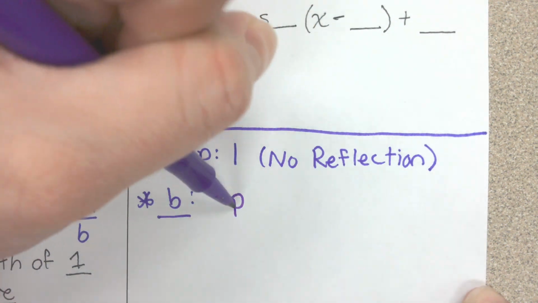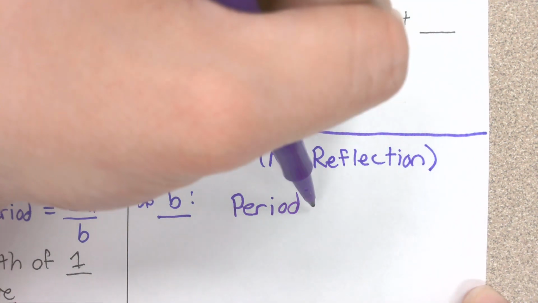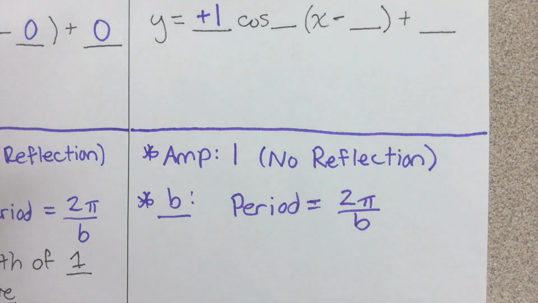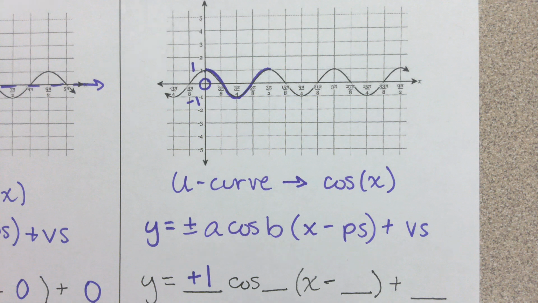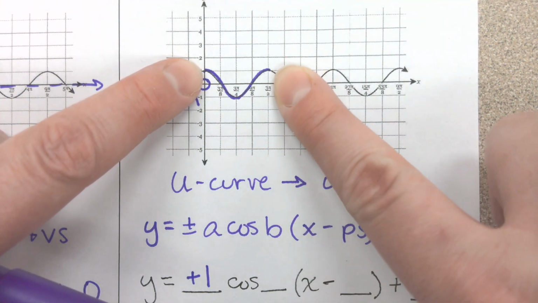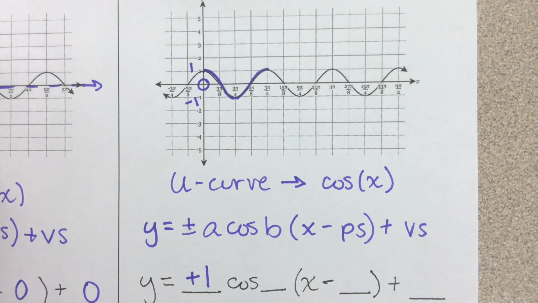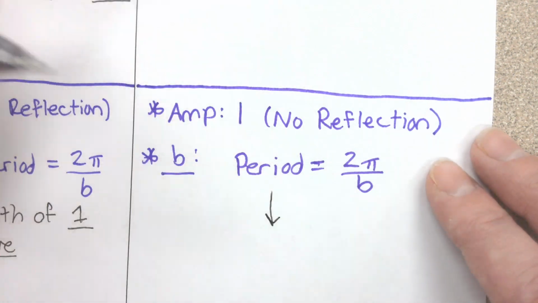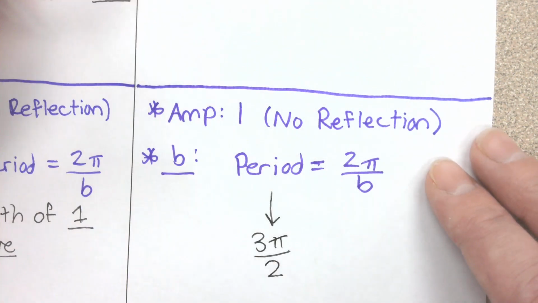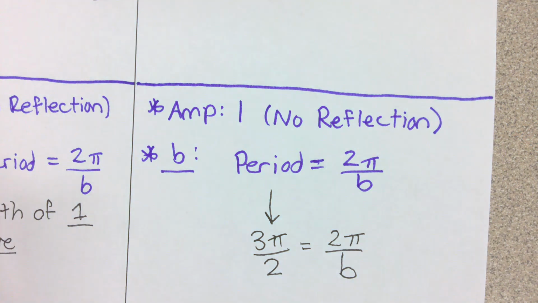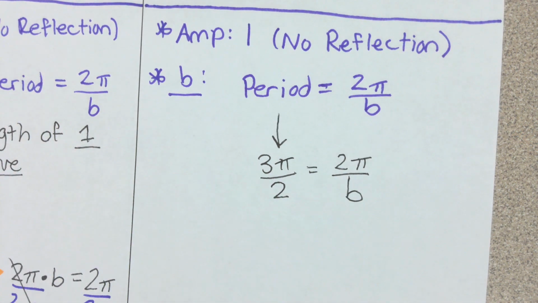Our formula is period equals 2 pi over B. Going back up to the graph, again, this is why we highlight an entire curve. We go from 0 to 3 pi over 2. 3 pi over 2 is the period, equals 2 pi over B. From here, we cross multiply.